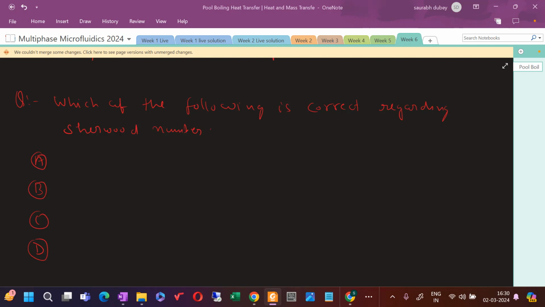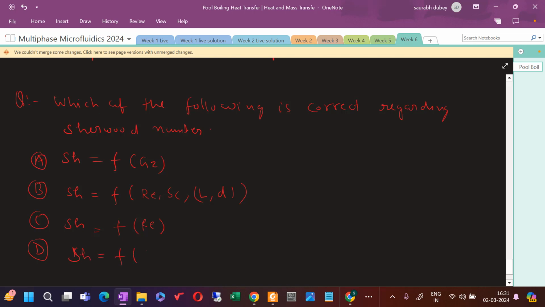Okay, let me write down the expressions for Sherwood number. Sherwood number is a function of Reynolds number, Schmidt number, and geometric parameters. Sherwood number is a function of Reynolds number only. Sherwood number is a function of Reynolds number and Reynolds number.